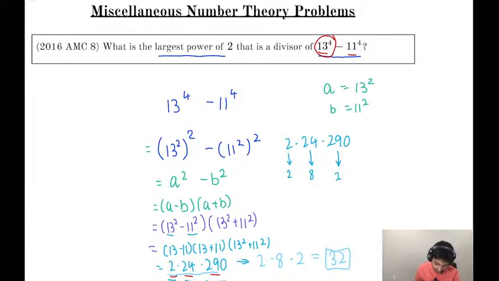So basically we have 2 times 24 times 290. The largest power of 2: when we divide 290 by 2, we get 145, which has no more powers of 2. When we divide 24 by 8, we have 3, which again has no more powers of 2. When we divide 2 by 2, we have 1, which has no more powers of 2. So we're just dividing out all the powers of 2. So all the powers of 2 multiply to 32. So we have 5 total powers of 2 that have a product of 32. So that's why it's 2 times 8 times 2.